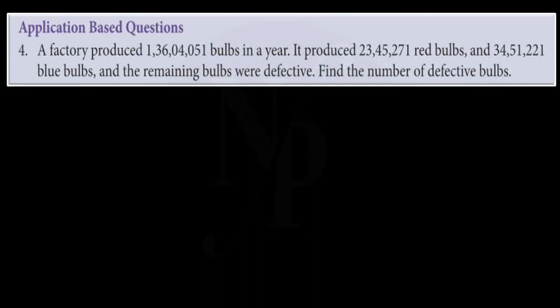Application based questions. Question number 4. A factory produced 1 crore 36 lakhs 4,051 bulbs in a year. It produced 23 lakhs 45,271 red bulbs and 34 lakh 51,221 blue bulbs, and the remaining bulbs were defective. Find the number of defective bulbs.